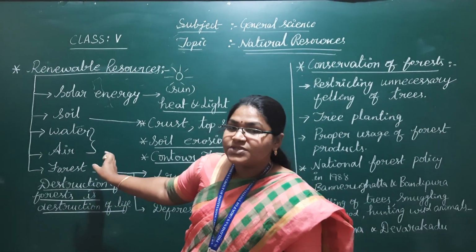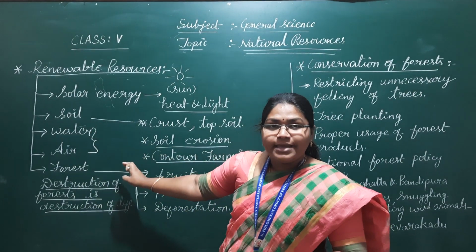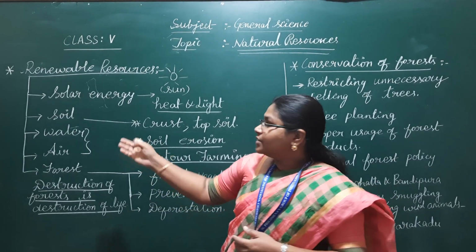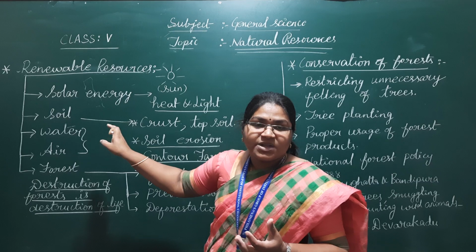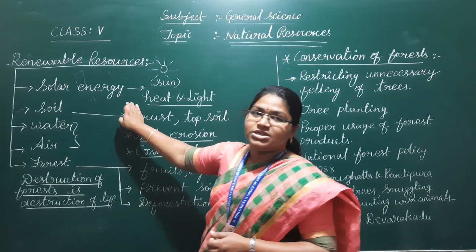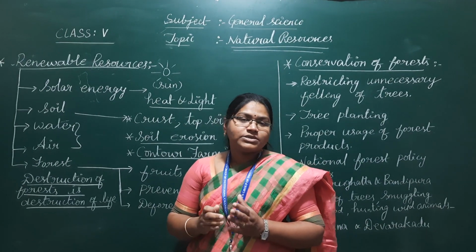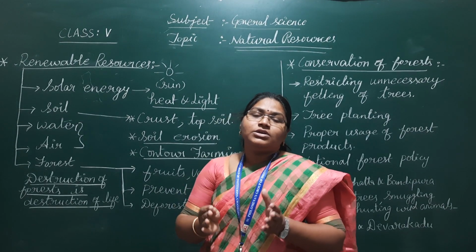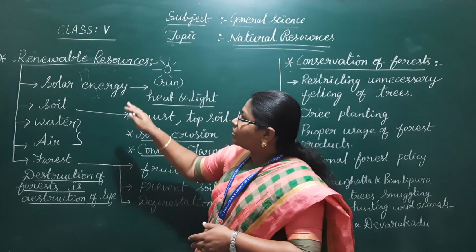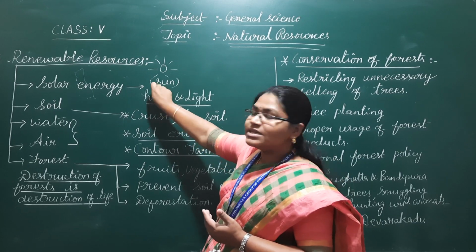So what are the examples of renewable resources? Solar energy, soil, water, air and forest, etc. Also animals, plants, you can say minerals. Today I am going to explain renewable resources one by one. So first, solar energy. We obtain solar energy from the sun. That's why the sun is the ultimate source of heat and light on the earth. From solar energy we get heat and light. The main source is the sun.